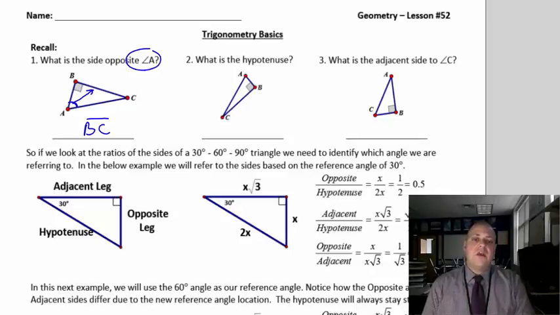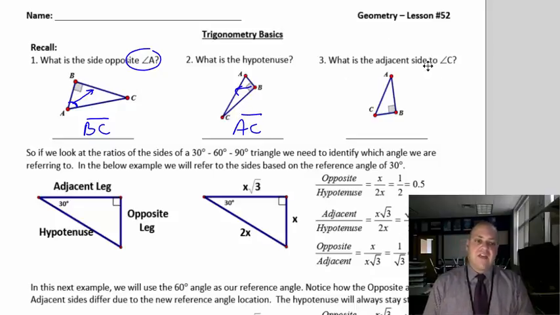What is the hypotenuse? The hypotenuse is always opposite of the right angle. So if you find your right angle, which is right here, and just draw an arrow from there, what side do you hit? You hit AC. So AC is going to be my hypotenuse.